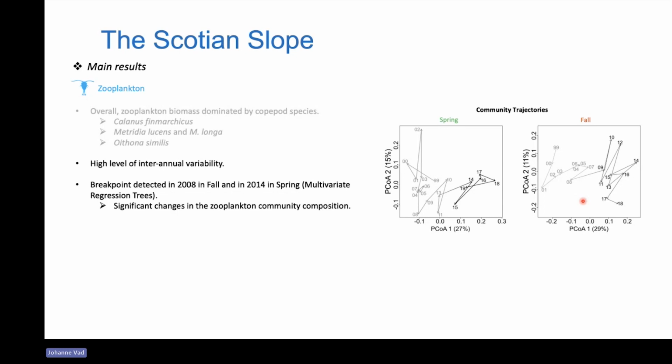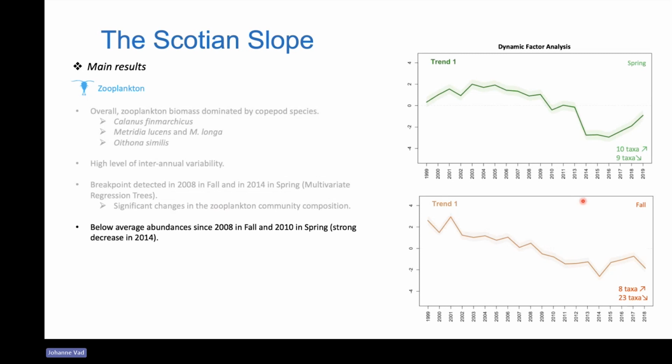Okay, so we know that there's changes, but what are those changes actually doing? So to try and investigate this, we applied another analysis called dynamic factor analysis, which tries to identify common trends across different taxa over time. This dynamic factor analysis picked up one single common trend in spring and fall. And here the y-axis is standardized abundances. So when this curve goes below zero, it means that you have below average abundances.